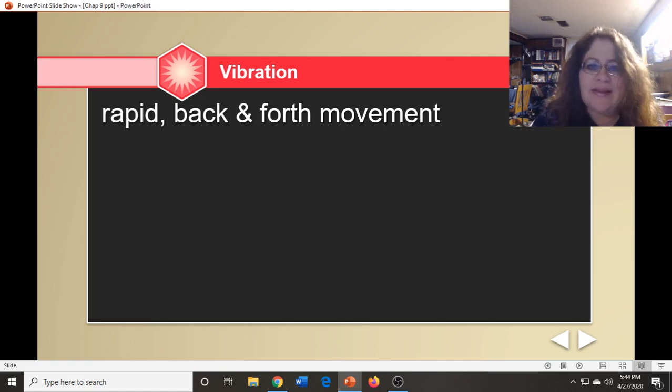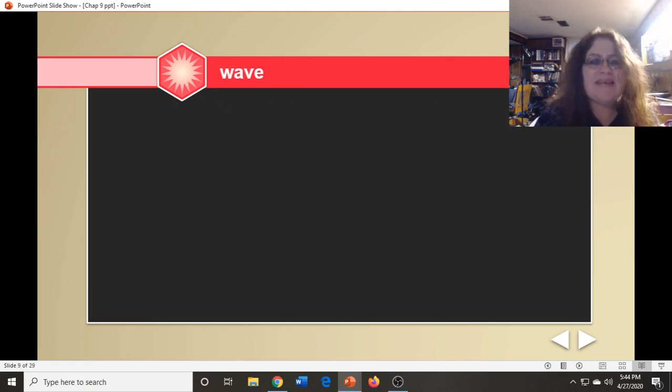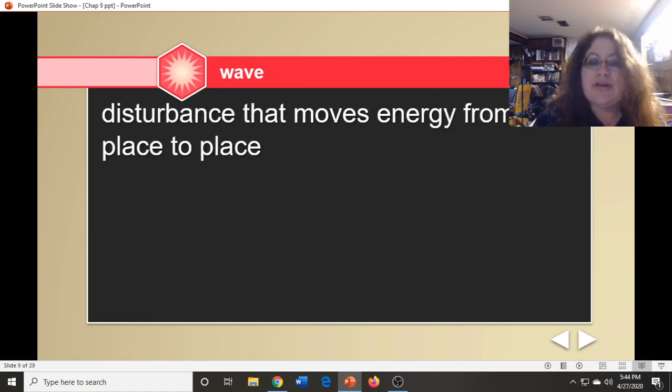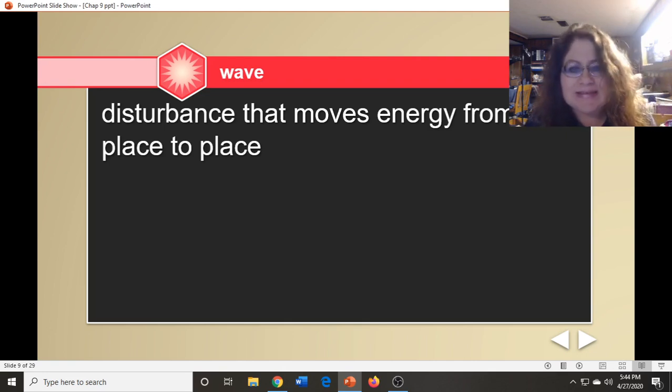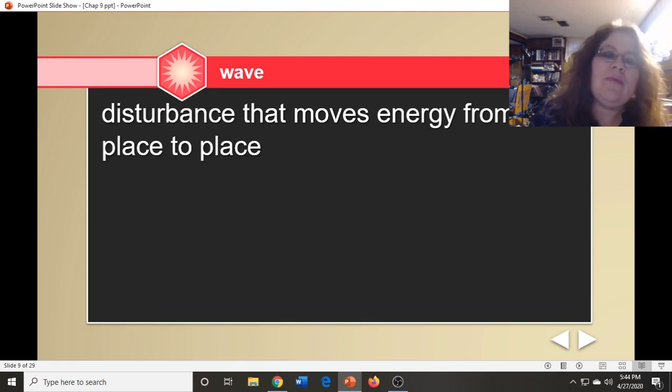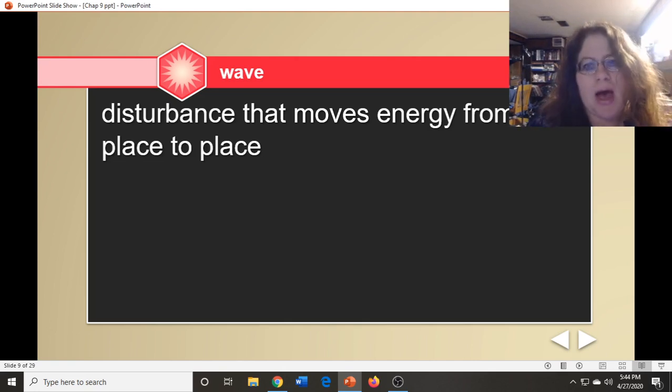Okay, the next one you're going to write the definition of is a wave, a disturbance that moves energy from place to place. Wave on page 146 is also an orange box. So go ahead and write that definition in.